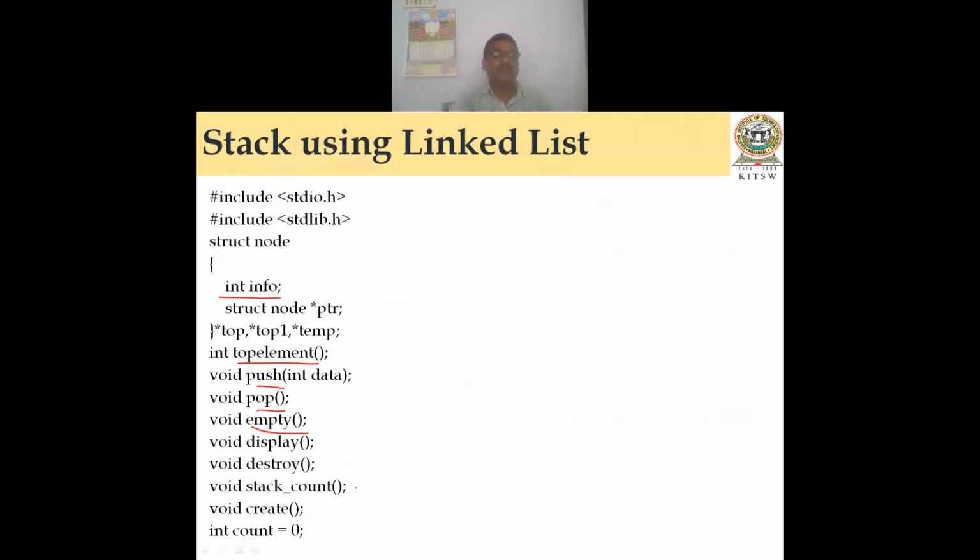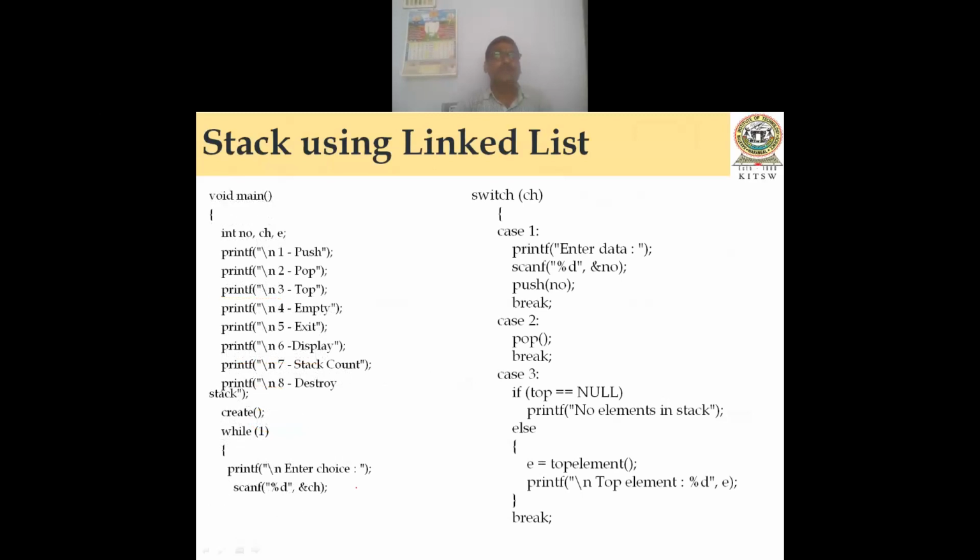Now in main, this is the menu which we are creating: push, pop, top, empty, exit and display. Then count, which tells how many elements are in the stack, and destroy stack. We call create here, and then we read the options. Based on the option, we call the respective function. In case 1, we read the data and pass it to the push function. In case 2, we pop the element. Case 3 is top, to print the topmost element.